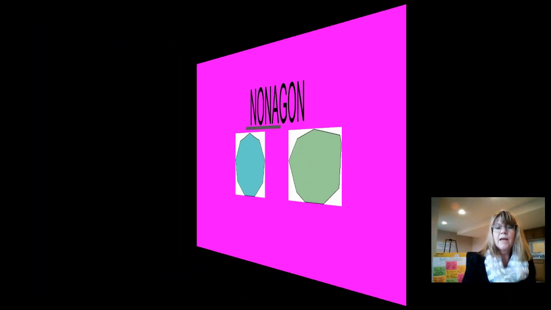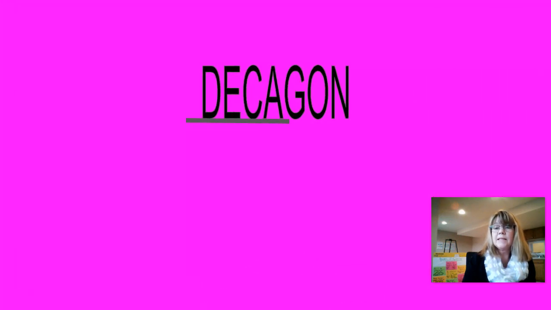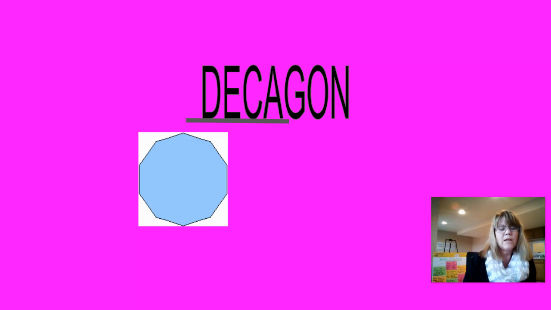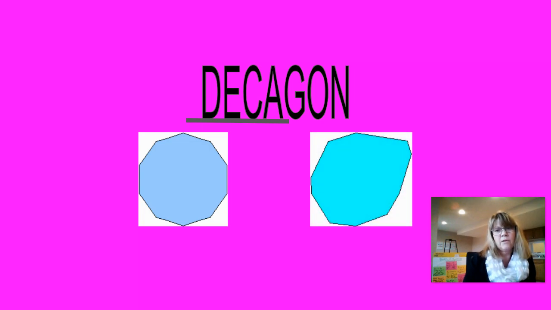Last but not least for this lesson, we have a decagon. A decagon has, like a decade, 10. Deca means 10, so that is both Latin and Greek. And here we are with a regular decagon and an irregular decagon. But just know that if it has 10 sides, it is a decagon.